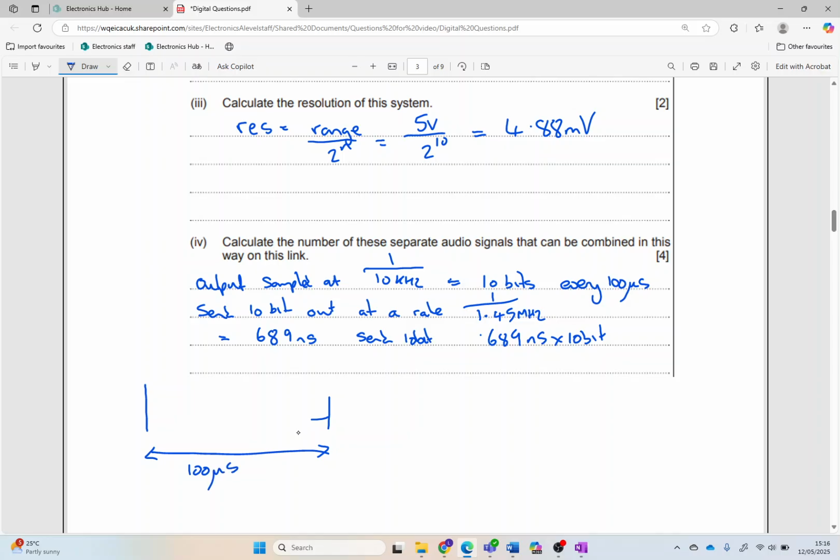100 microseconds, and we're going to, so that equals 6.89 times 10 to the minus 6. So therefore we can send out a channel in 6.89 times 10 to the minus 6 seconds. So how many of those can we fit in that 100 microseconds? So 100 microseconds divided by the 6.89 times 10 to the minus 6 equals 14.5. Well, we can't send out half a channel, so it's going to be rounded down to 14 channels.